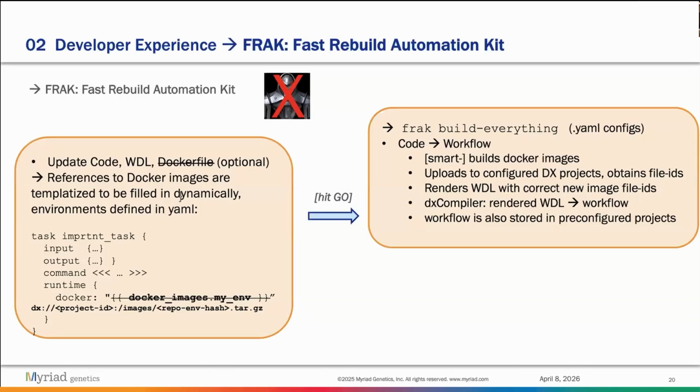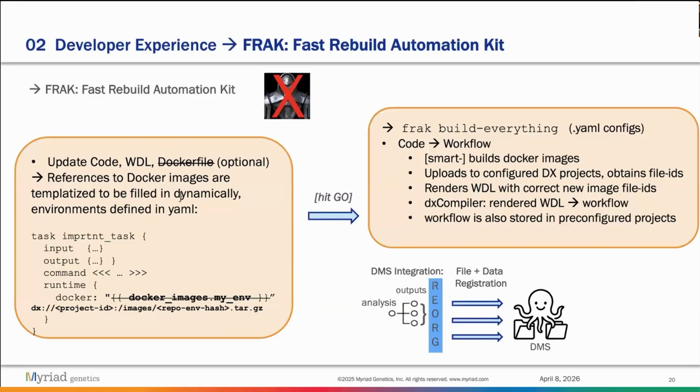It smart builds your Docker images. It detects whether or not any code has changed in a particular environment and only builds the environments that need building. It then uploads the Docker images to pre-configured DNA Nexus projects and gets their new file IDs. It then goes back and renders the WDL, the workflow language, with the correct file IDs. And you can see on the left, the templatized WDL has been replaced with the actual location of the image. Then DX compiles the rendered WDL into a workflow. And where that workflow lives is also stored in a pre-configured project.